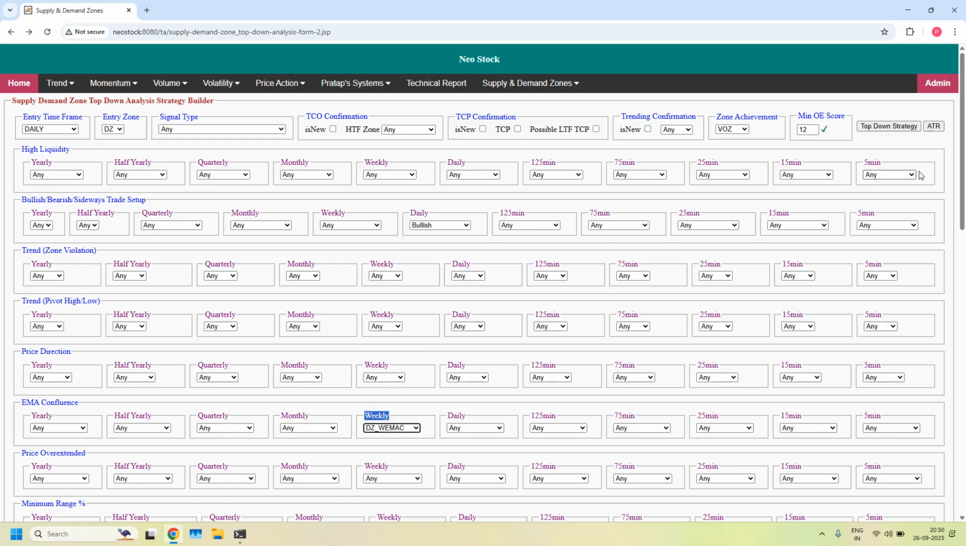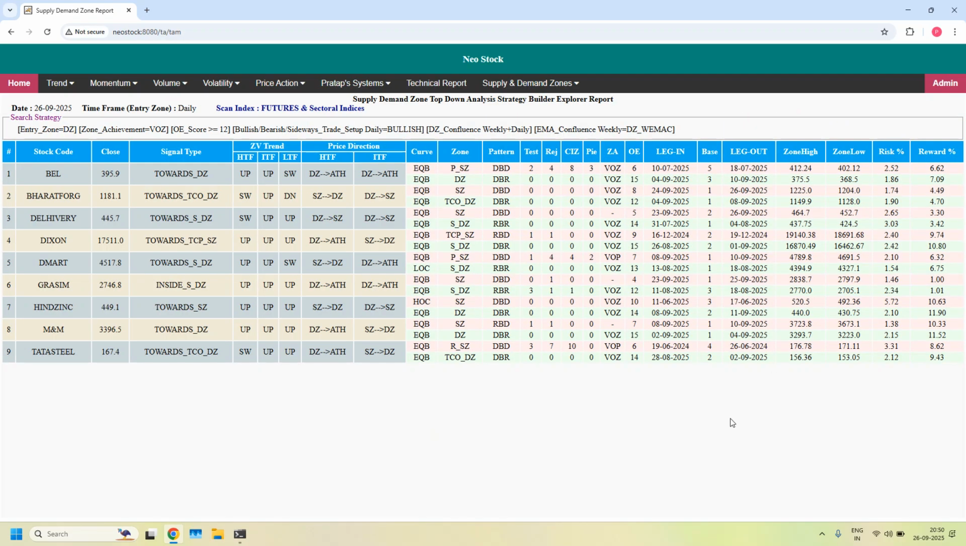Because weekly trend is uptrend. So we got 9 stocks. All these 9 stocks, these daily demand zones might be having high probability to get success, provided lesson 20 checklist items are satisfied. Otherwise, higher chances of zone violation. We should not forget that point.